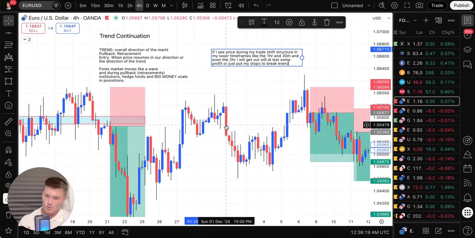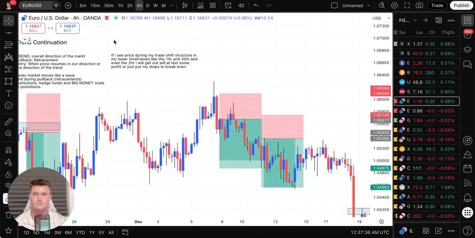Because if price is turning around and you've shifted structure on the 1 hour and the 30 minute and even the 2 hour, more than likely the trade is reversing, is going to come to your break even, and will eventually take you out. So if you want to be more on the cautious side, take this approach. It keeps you from having unnecessary losses that you don't need to have. And honestly, this will keep you profitable, especially through an account flip.